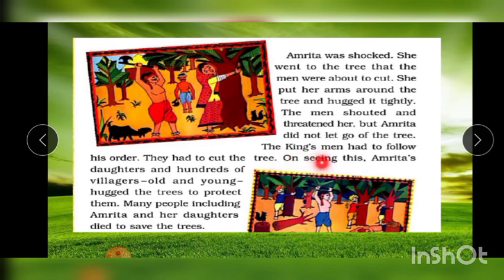Okay? The king's men had to follow his orders. They had to cut the trees. On seeing this, Amrita's daughters and hundreds of villagers, old and young, hugged the trees to protect them. Many people, including Amrita and her daughters, died to save the trees. Yes, this is very different, that people sacrifice their lives to save the trees. And the woodcutters were bound because they had to follow the instruction of the king. Okay?